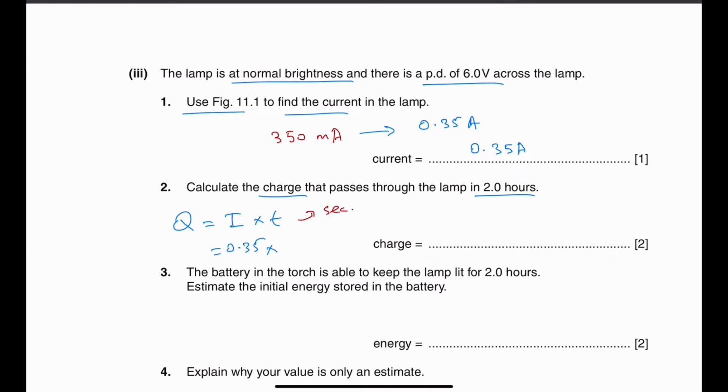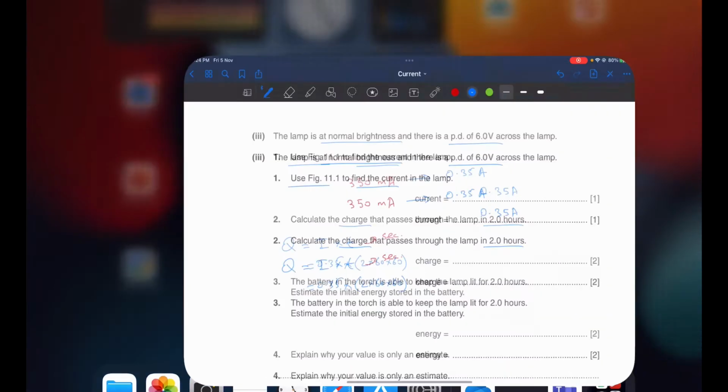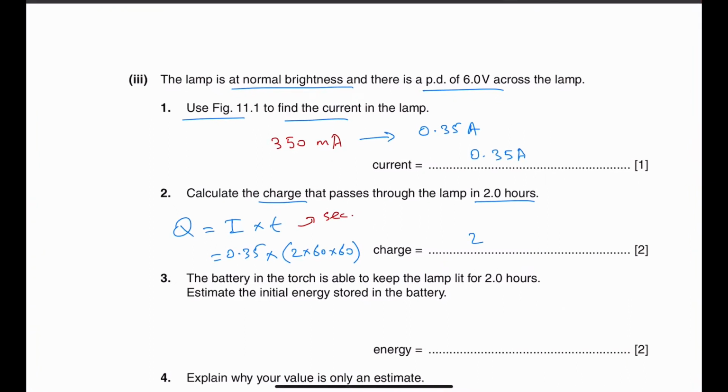So that would be 0.35 multiplied by the time, and the time can be converted into seconds: 2 hours have 60 minutes, so I'll multiply it by 60, and each minute has 60 seconds. So 0.35 multiplied by 2 hours multiplied by 60 minutes multiplied by 60 seconds, and that should give us 2520. So that would be our charge, 2520. Now what is the unit of charge?